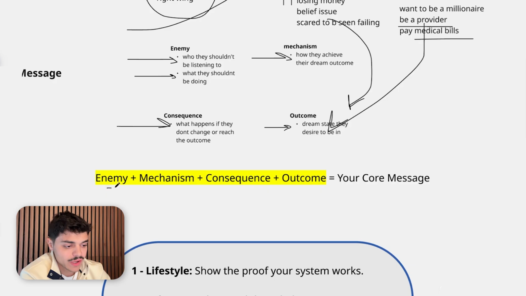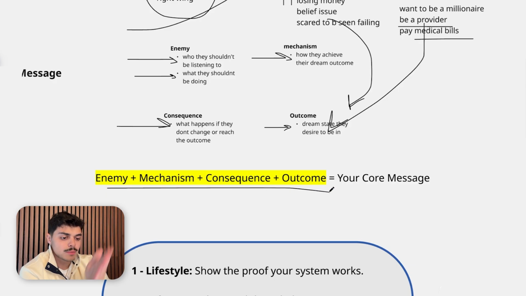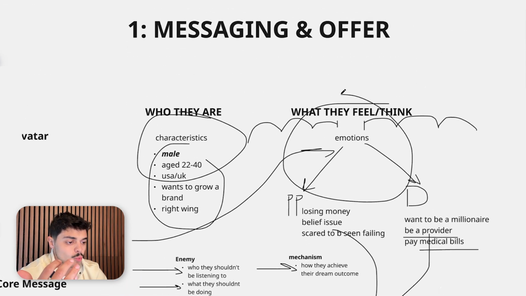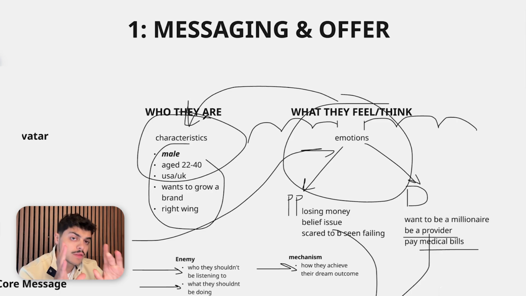To make your core message, you do the enemy plus the mechanism plus the consequence plus the outcome. That is your core message, okay? I'm going to let you do your own thing, but you put these all together, and then it's a sentence or 2 sentences long, and that's your elevator pitch. It's a thing that you can push to people in your captions, in your videos, in your long form, in your ads, okay? And it should directly tie into the way these people here think.